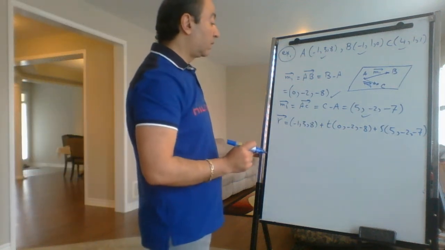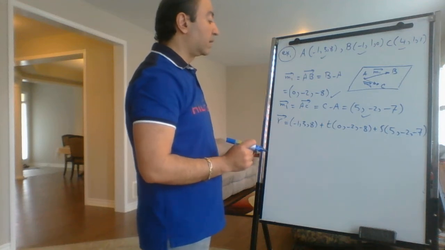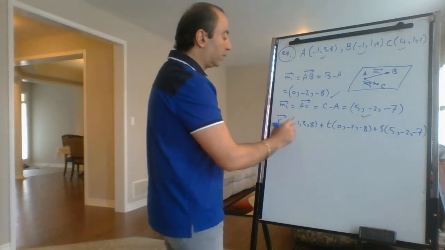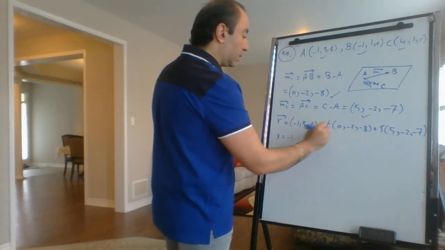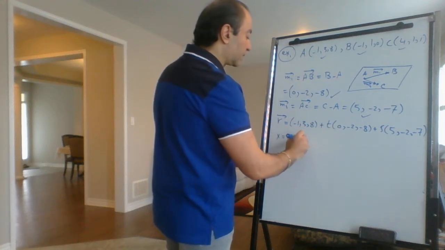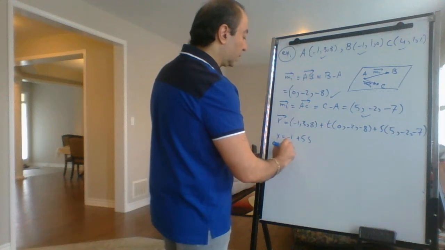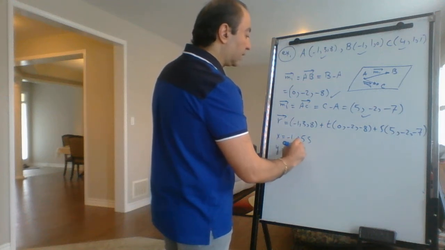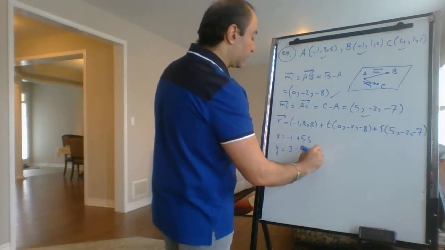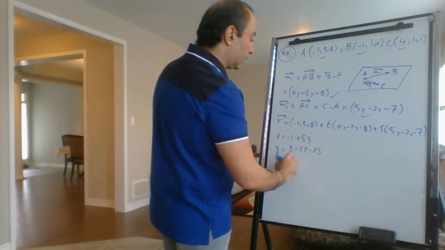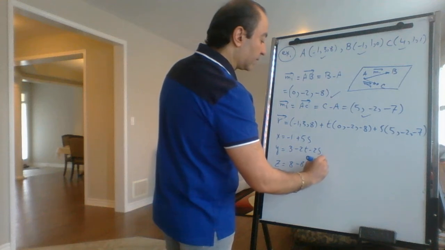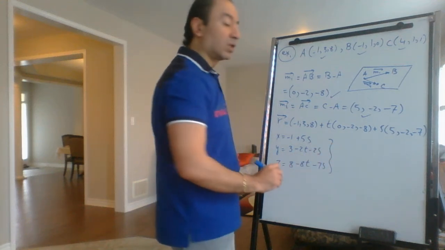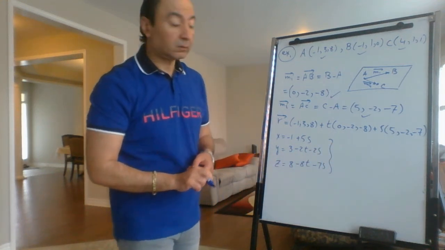Okay, now if I want to write this in parametric form, I will separate those. So x will equal negative 1, 0t plus 5s, y equals 3 minus 2t minus 2s, z equals 8 minus 8t minus 7s. This is the parametric equation of the plane.